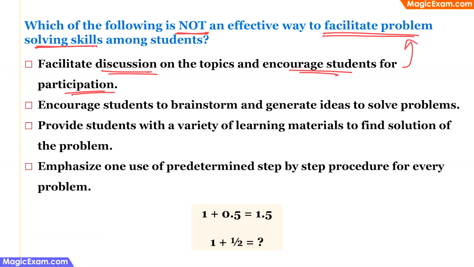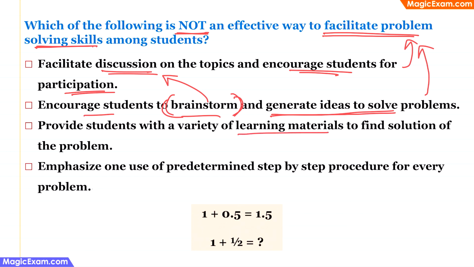Next, encourage students to brainstorm and generate ideas to solve problems. Now, brainstorming is very similar to a discussion, because if all the children are brainstorming, that is, they are discussing the problem and they are generating a lot of ideas to solve the problem, then this also is an effective way of facilitating problem solving skills. The third option is provide students with a variety of learning materials to find a solution for the problem.